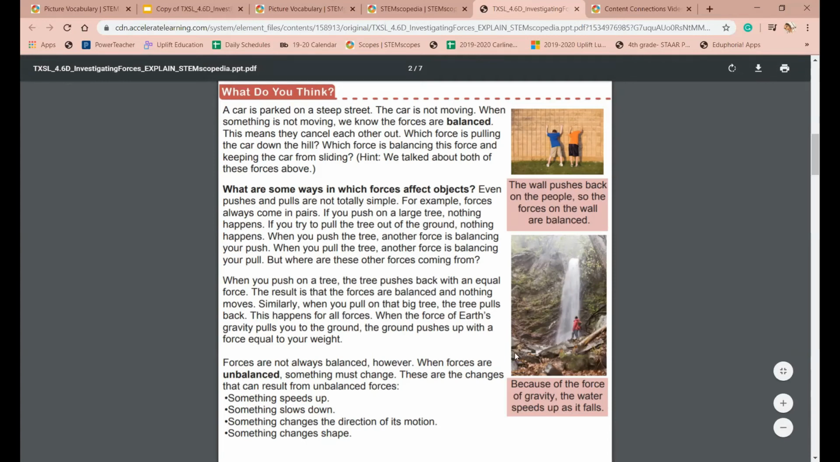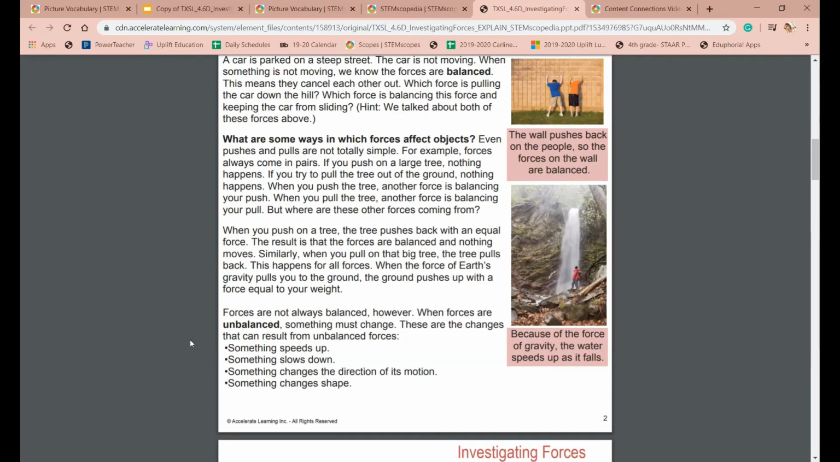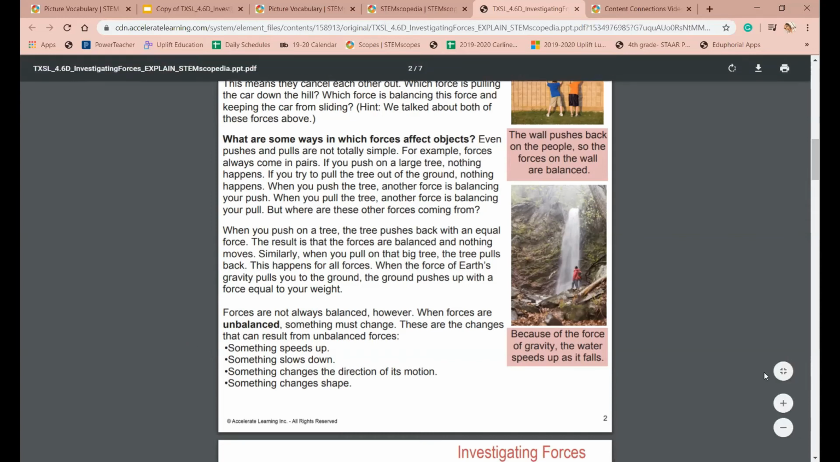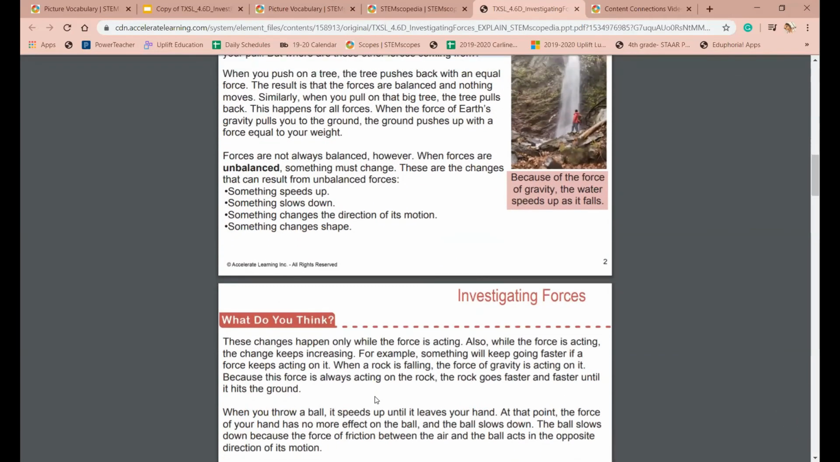In this picture, we have a waterfall and somebody standing at the bottom of the waterfall, and it says, because of the force of gravity, the water speeds up as it falls. Forces are not always balanced, however. When forces are unbalanced, something must change. These are the changes that can result from unbalanced forces. Something speeds up, that's what we were just talking about. Something slows down. Something changes the direction of its motion, or something changes shape. We're going to see a small example of that in a minute.